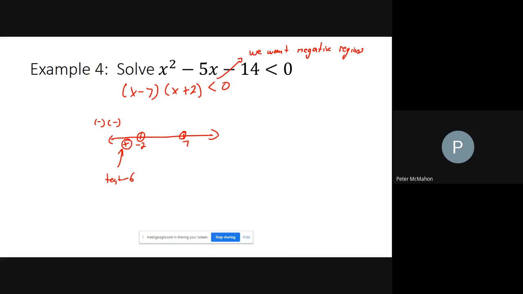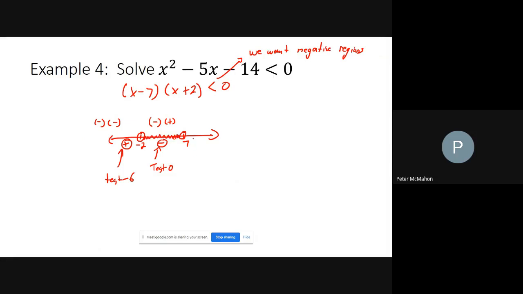Let's test something in here. Okay, so let's test 0, which is in between negative 2 and 7. We get a negative number for 0 minus 7. 0 plus 2 is positive. A negative times a positive is negative. Now, we want negative regions, which we have here, so that means this is going to be part of our solution over here.